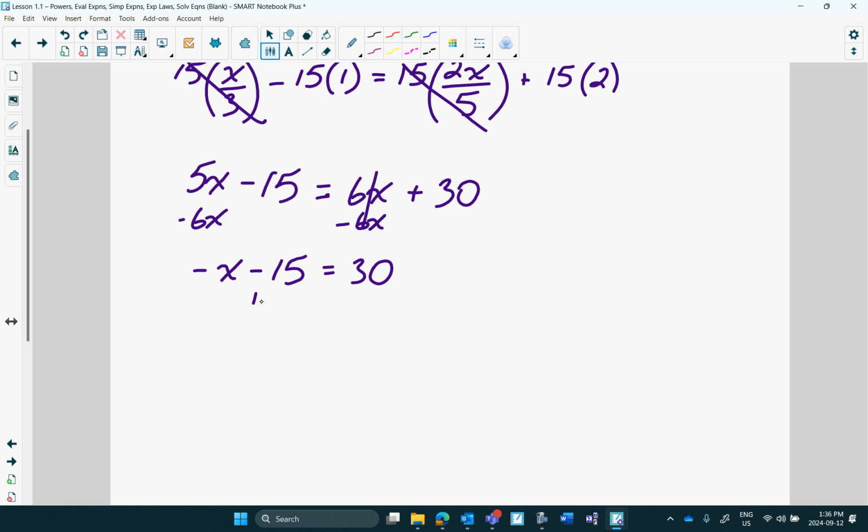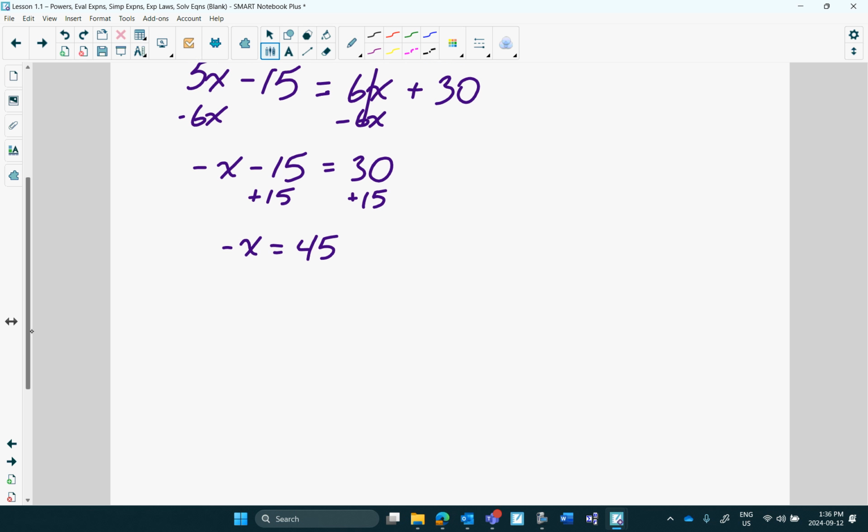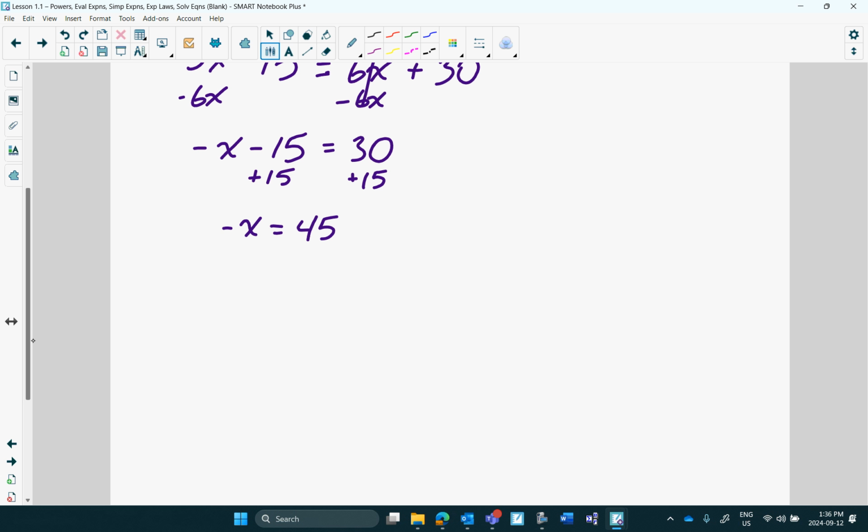Add 15 to both sides. We get negative x is equal to 45. Have I solved yet? No. The x is not by itself. There's still a negative there. I have to get rid of that negative. What would I add? Nothing. So if I add nothing, negative x equals 45.